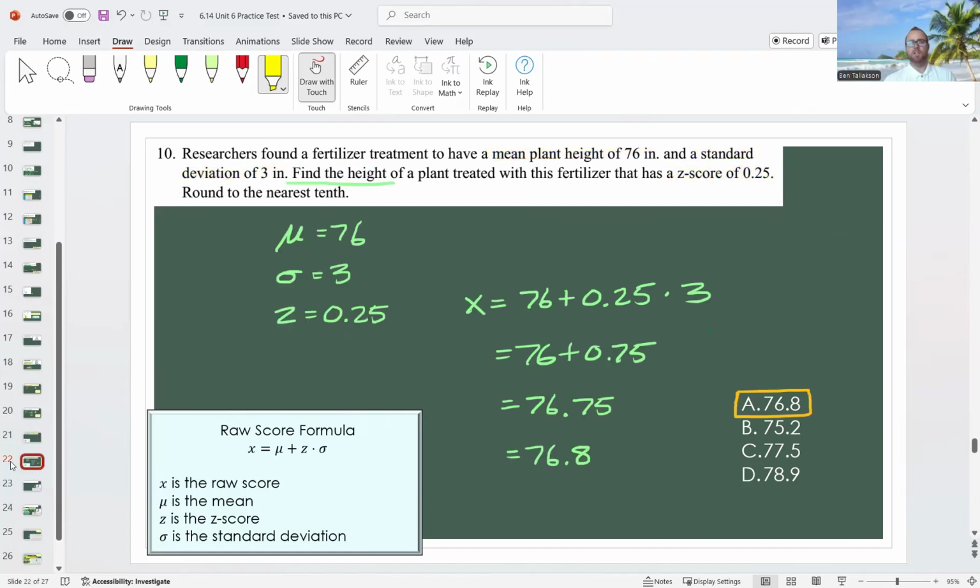In this case, they once again gave you everything you need. It's just sub and solve. Sub everything in, multiply, add. There's our answer. 76.8 inches.